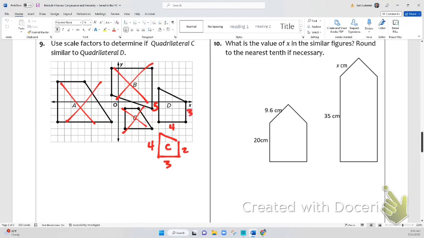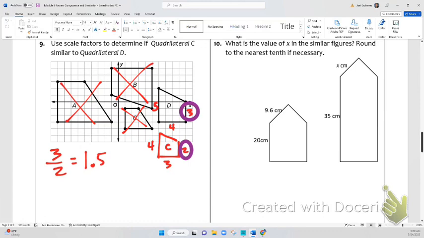So if they are similar, then they should have the same scale factor all the way around. So you choose any 2 sides that correspond. So for example, I'm going to choose the 3 and the 2, right? They correspond. And the number that I get here is a 1.5, right? That's my scale factor, right?